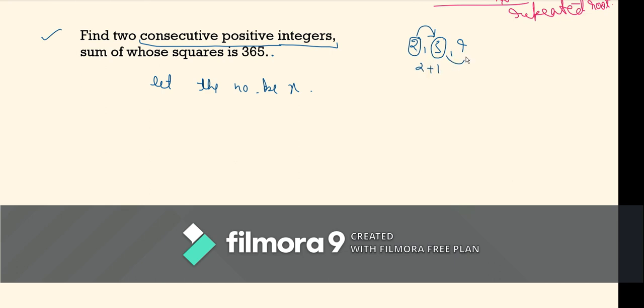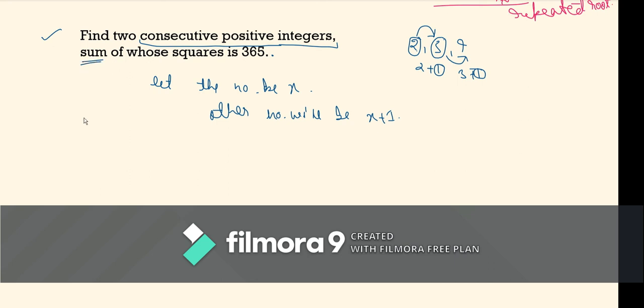And look here, if a number is 2, then the gap is only of 1, 2 plus 1, or you can also do for 4, then 3 plus 1 is 4. So consecutive numbers have a difference of 1, so if one number is x, then the other number will be x plus 1. Sum of whose squares. Sum is also written here.